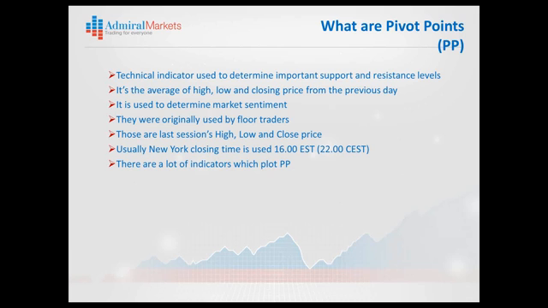Usually the second and third support and resistance levels are calculated using the full width between the high and low prices of the previous day. So they use the previous daily close, which is usually the New York close. It's around 10 p.m. Central Standard Time. So the PP, the pivot point itself, represents a level of highest resistance or support depending on the overall market condition.